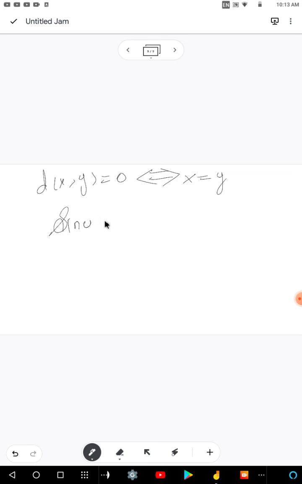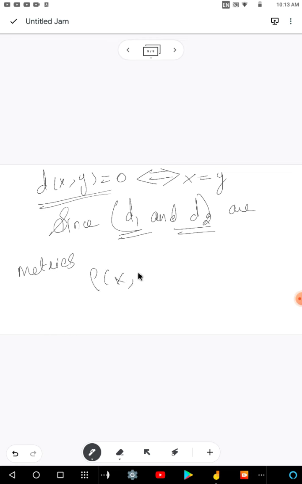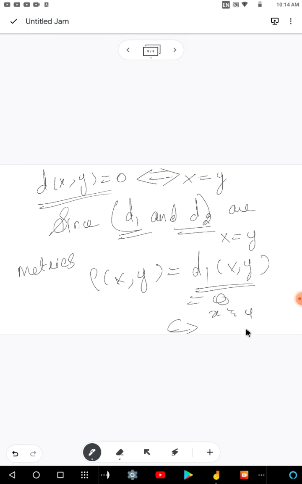Since D1 and D2 are metric spaces, or metrics, they satisfy the four axioms, and hence this is true. So if you choose rho of x comma y to be the maximum, suppose without loss of generality D1 is the maximum among the two metrics, this satisfies the axiom, and if x is equal to y, this gives you 0, if and only if x equals y. So the second property also holds.